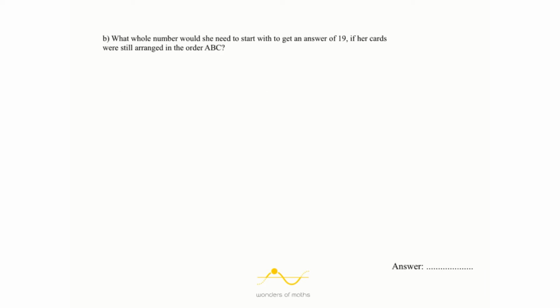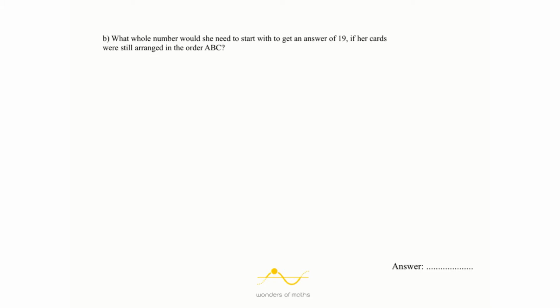Let's move on to part B. What whole number would she need to start with to get an answer of 19 if her cards were still arranged in the order A, B, C? In this question, we're given the answer, so we need to find the input. In order to do this, we'll need to work backwards, starting from C, B, A.